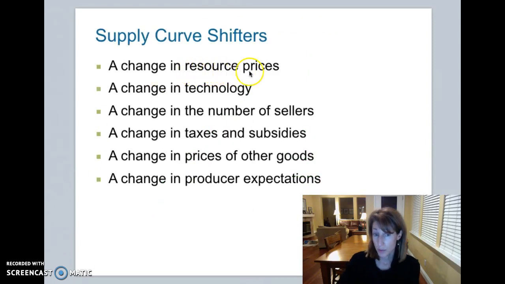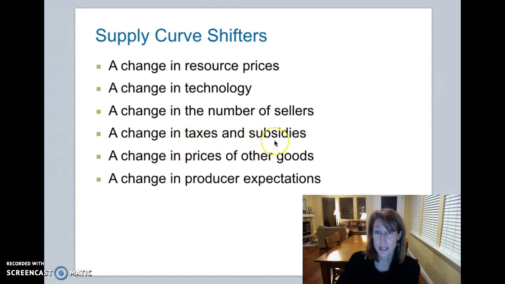A change in resource prices. So that means anything that's an input to making, in this case, a latte. If that price goes up or down, that's going to affect how much the firm wants to supply. It affects their profit. A change in technology. Usually what we mean by this is some sort of technological advance. The firm is becoming more efficient, so they can produce lattes more quickly. They have a higher profit margin. They'll supply more. Change in the number of sellers. More sellers means more supply. Fewer sellers, less supplied.